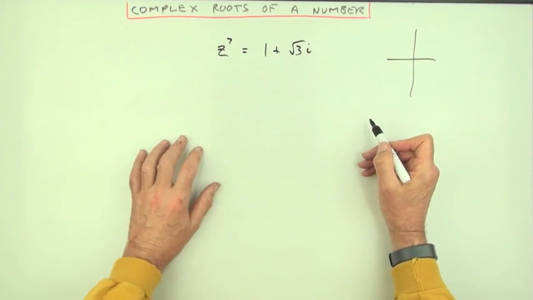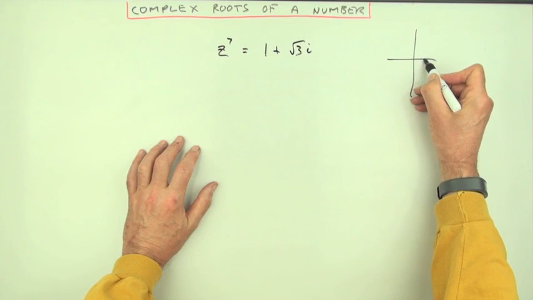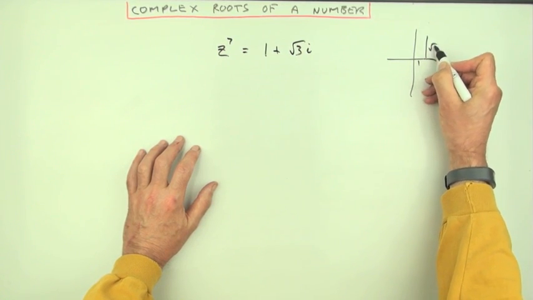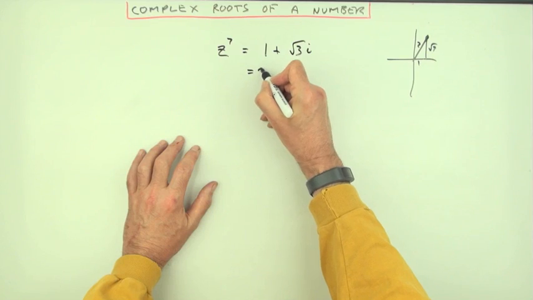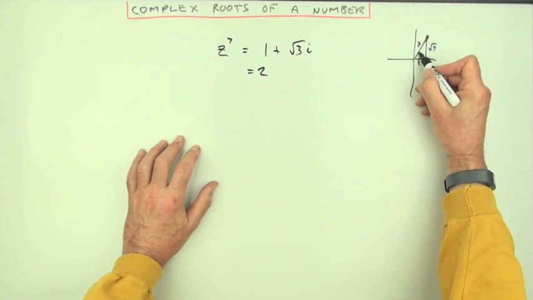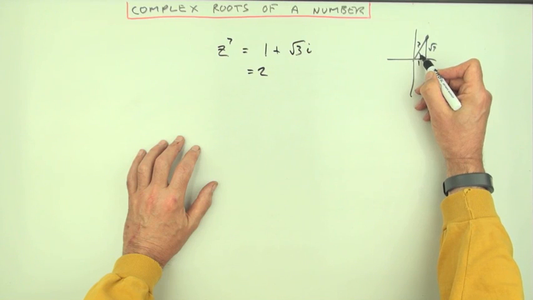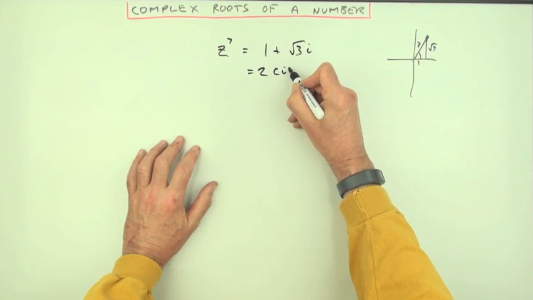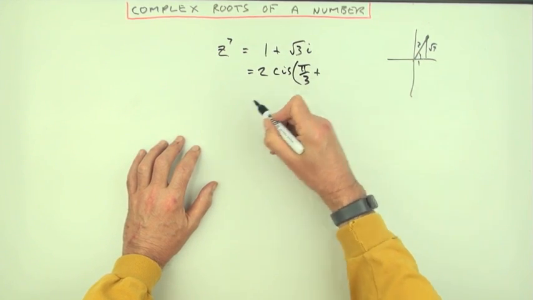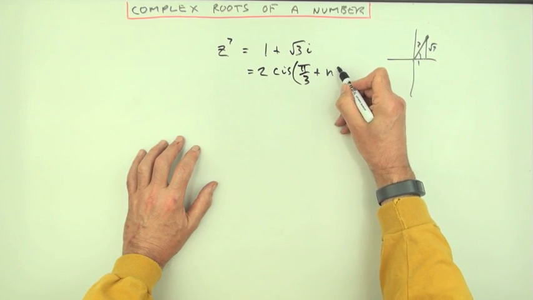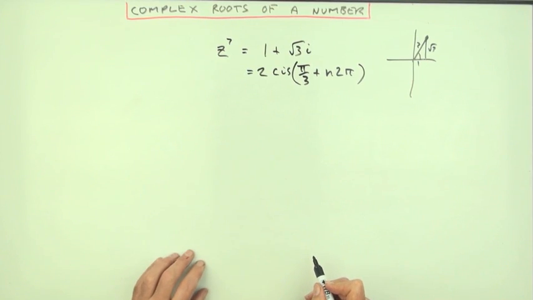Well, I'd get that in its polar form. 1 plus root 3, that's 1 along, root 3 up. 1, 2, so that means its modulus is 2. This angle here is 60 degrees, that's pi upon 3, so I'll write cis pi upon 3, but don't forget, put in the full argument plus n lots of 2 pi.